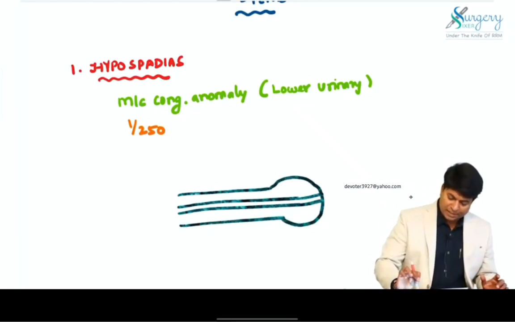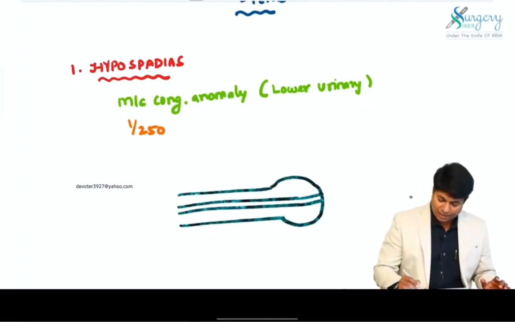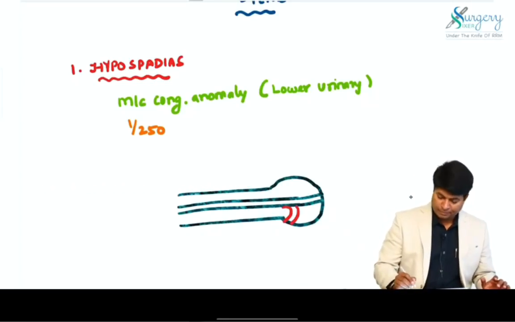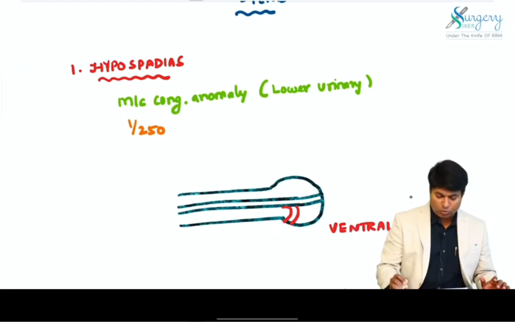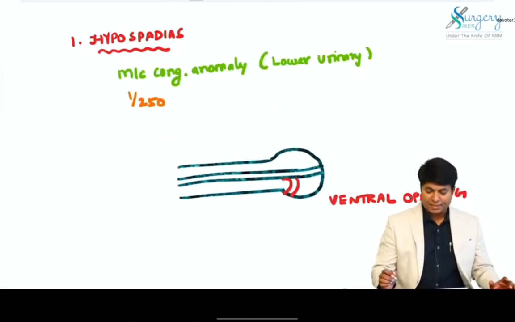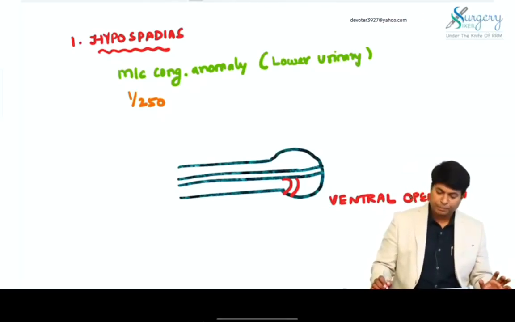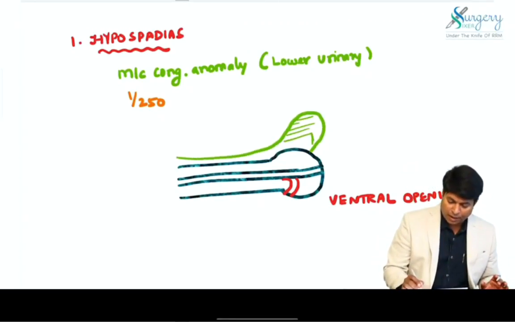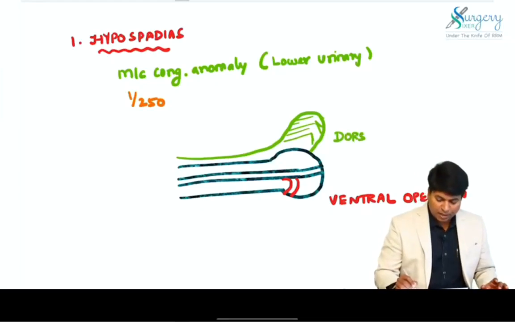What happens in this case is, instead of opening here, it opens downwards like this. So this is known as ventral opening of the urethra. Please don't forget, everything is important. The undersurface of the penis is known as the ventral part of the penis. The first step in hypospadias is the ventral opening of the urethra. Number one. And there is a hood of skin on the upper part. What is it known as? It is known as the dorsal hood.